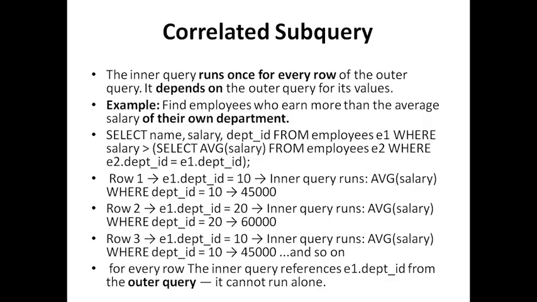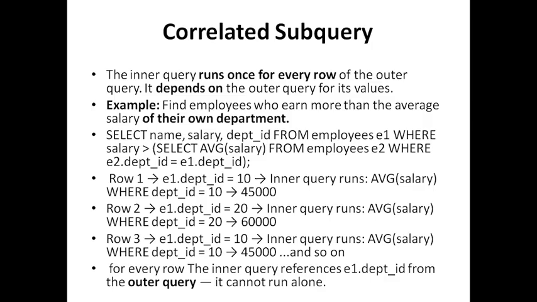Okay, now we will see how it executes. Row 1. Assume the table consists of several rows and the department IDs are 10 and 20. In the first row the department ID is 10. So the inner query runs the average of salary where department ID equals 10. So the inner query now finds the average salary of department ID 10. Assume the average salary of department ID 10 is 45,000.